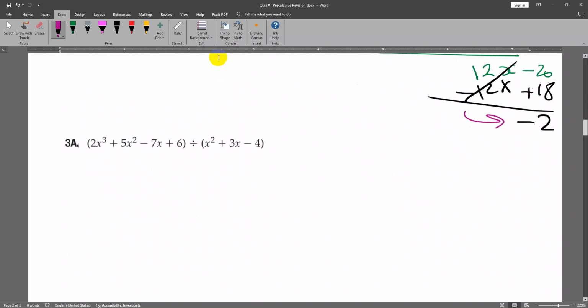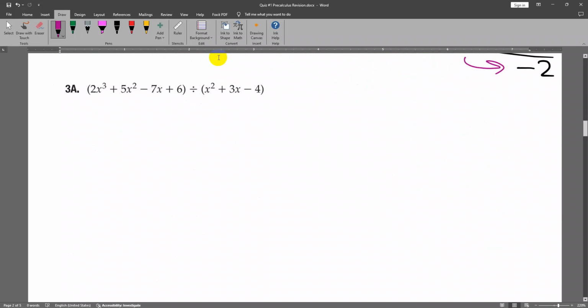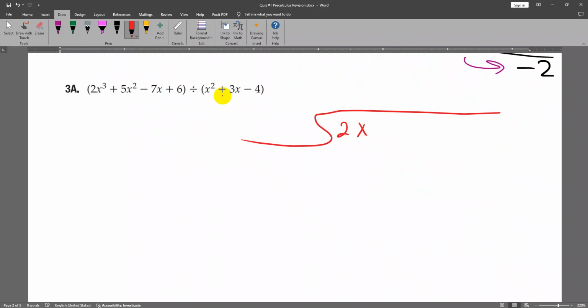Okay, let's do this one. We need to use long division also. 2x to the power 3 plus 5x squared minus 7x plus 6 divided by x squared plus 3x minus 4.